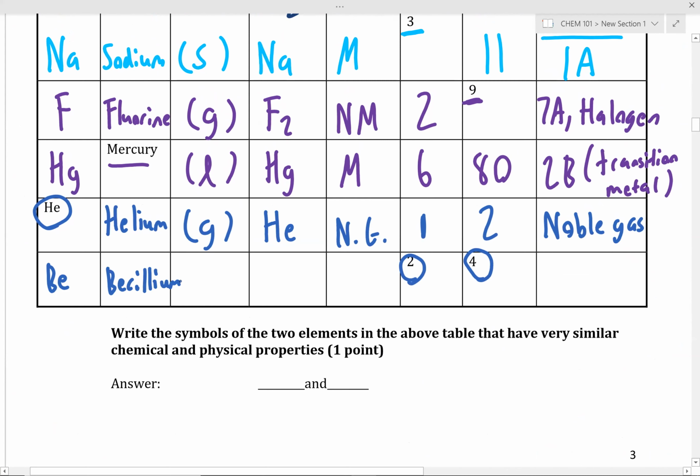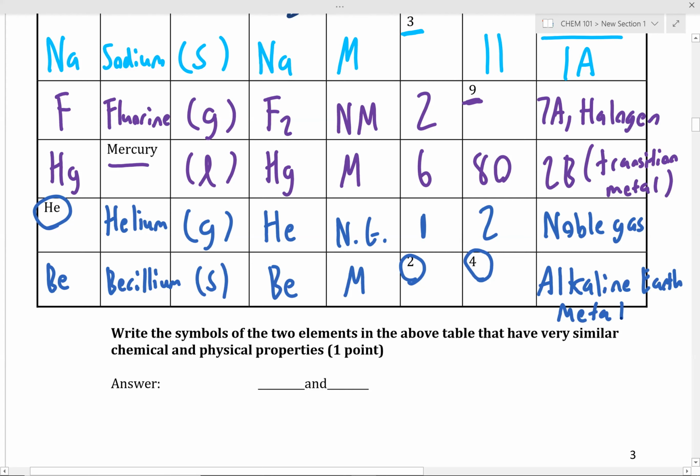Is beryllium a metal or non-metal? Metal. Why is it a metal? What side of the periodic table is it on? On the left, exactly. So are metals typically solids at room temp? Yep, so we'd say solid, that's pretty reasonable. And are metals monoatomic, diatomic, or polyatomic? Mono, right? So it'd just be Be. And as we've established, beryllium is an alkaline earth metal. Perfect.